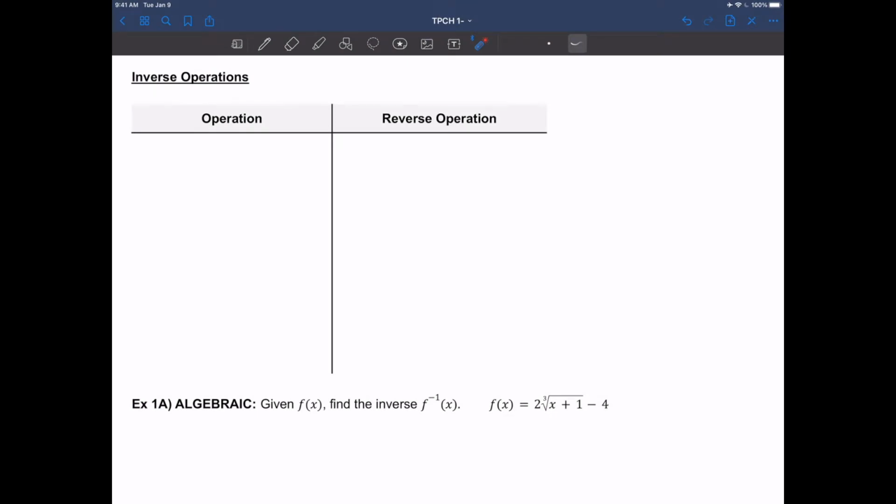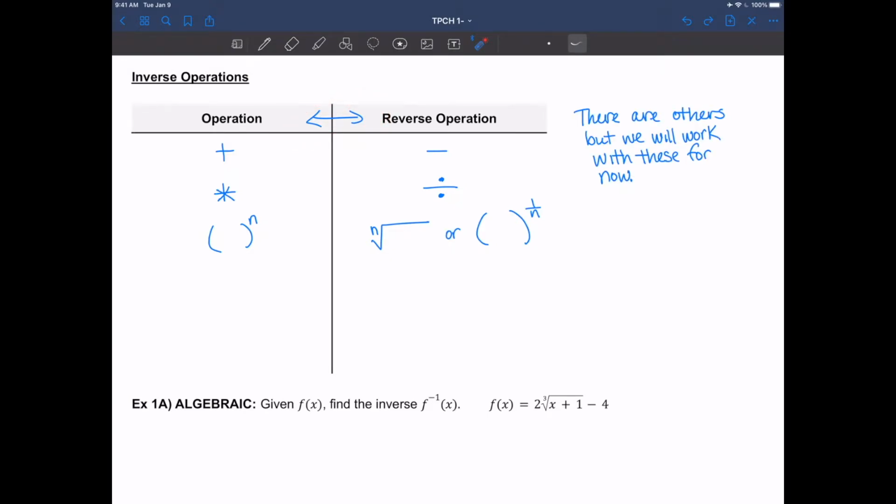So let's take a look at inverse operations. I have a table here of operation and its reverse operation. So if I have addition, the reverse operation is subtraction and vice versa. Multiplication, division. If I'm raising something to the nth power, then I could take the nth root, or I can raise that thing to 1 over n, right? These are equivalent, so whichever one you like the most, you can go with. Okay? And like I said, it's interchangeable here. So there are others, but we will just work with these for now.